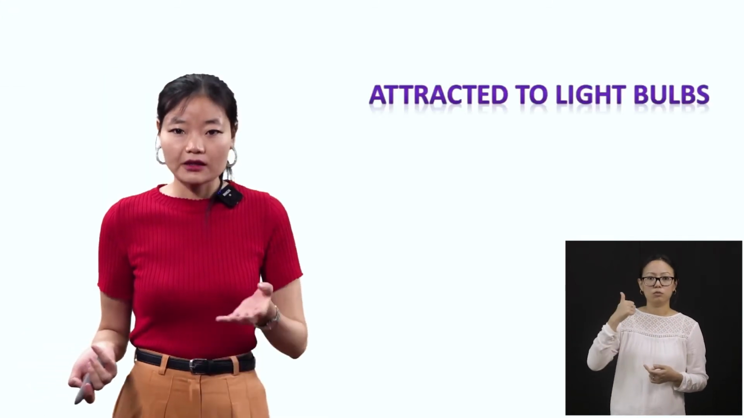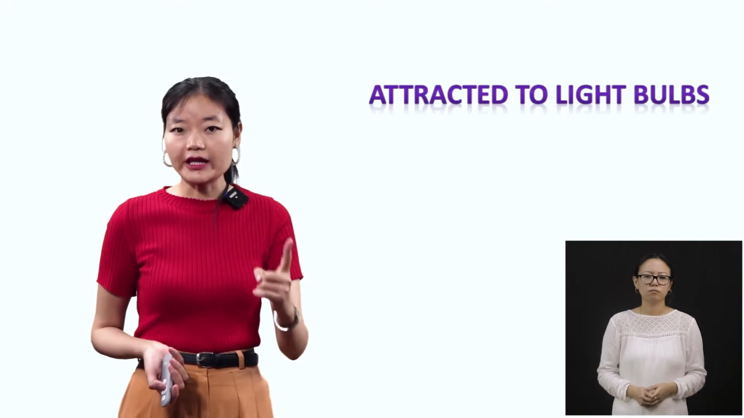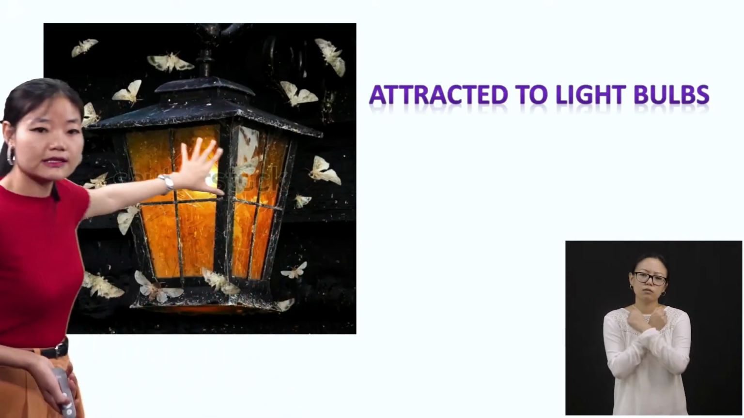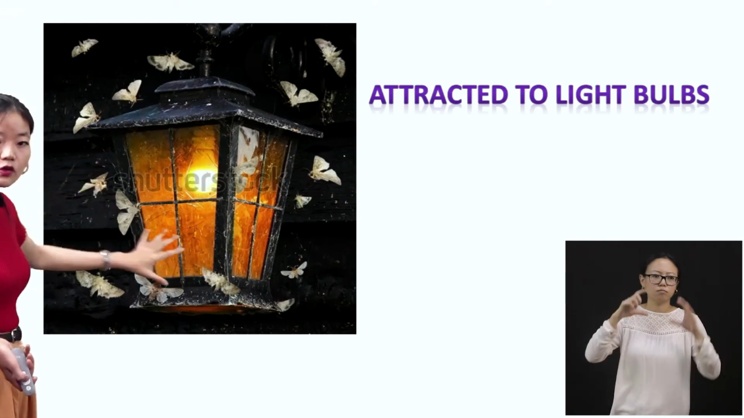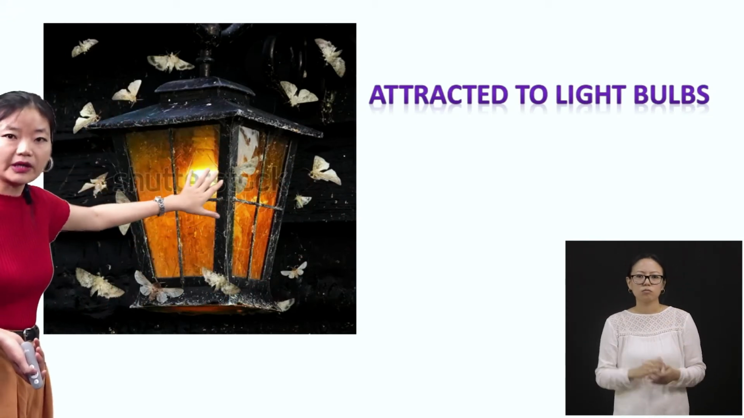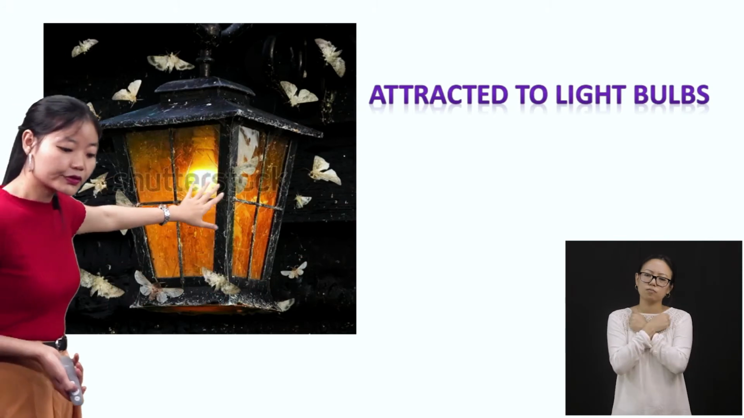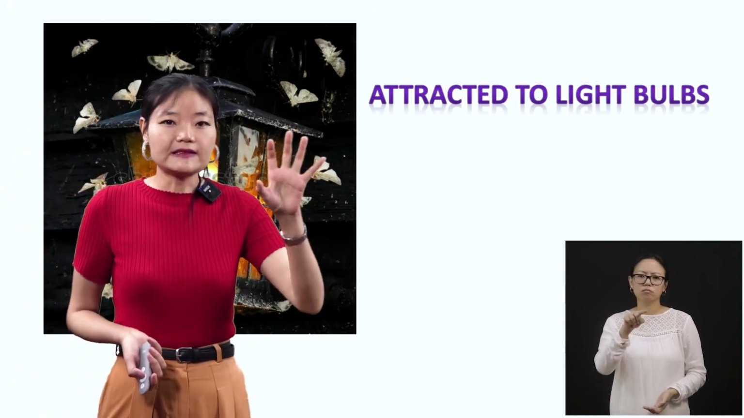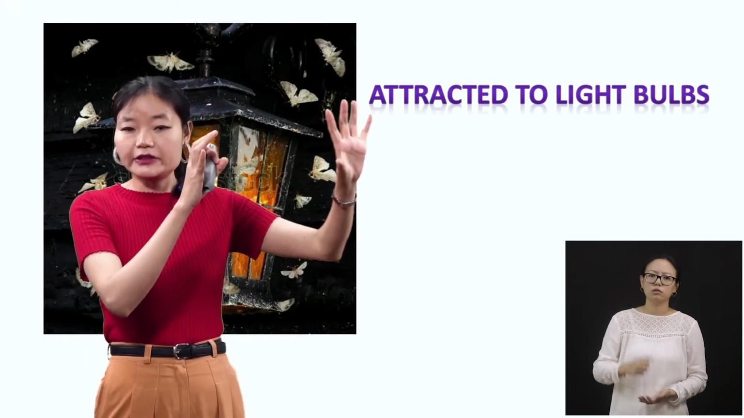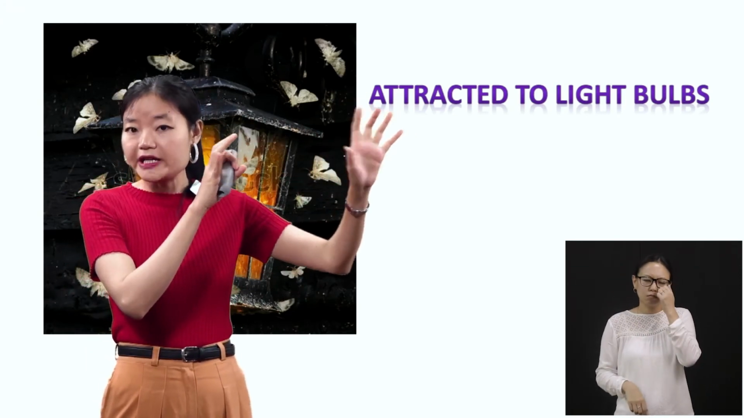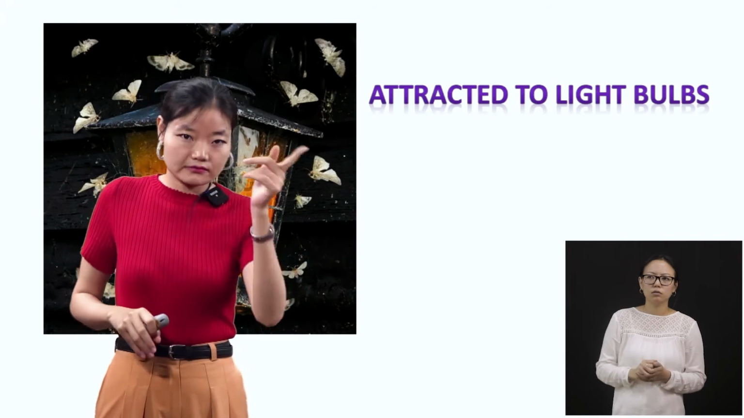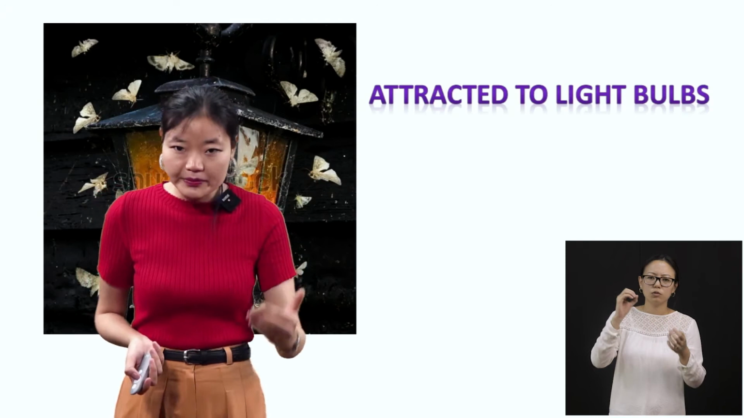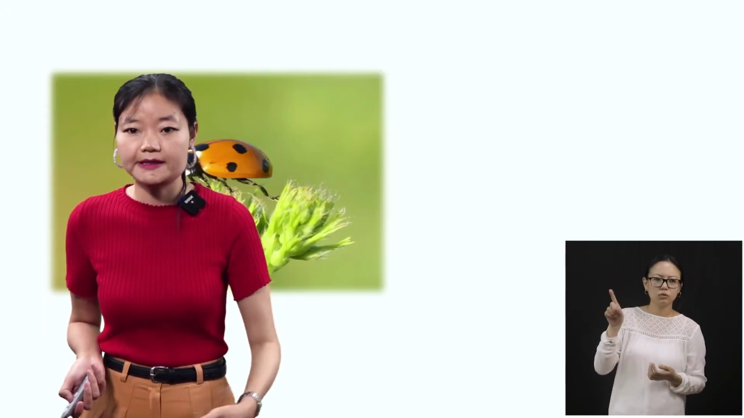Now, another interesting fact about moths is they are very much attracted to light. You can see this. The moths are attracted towards the light bulb, right? You must have also witnessed this at home when you see lots of insects near the light bulb in your room. Remember, moth is also one of them. So moths are very attracted to light bulbs.